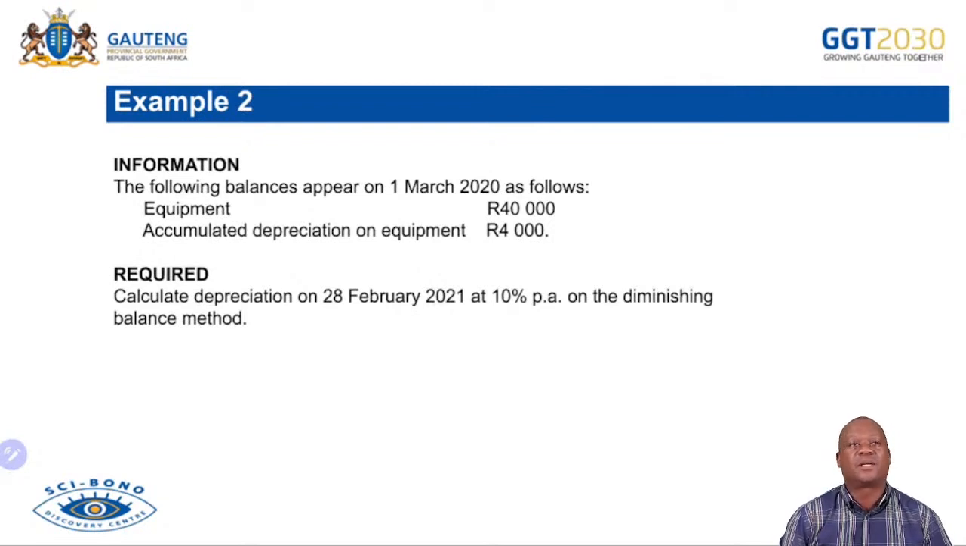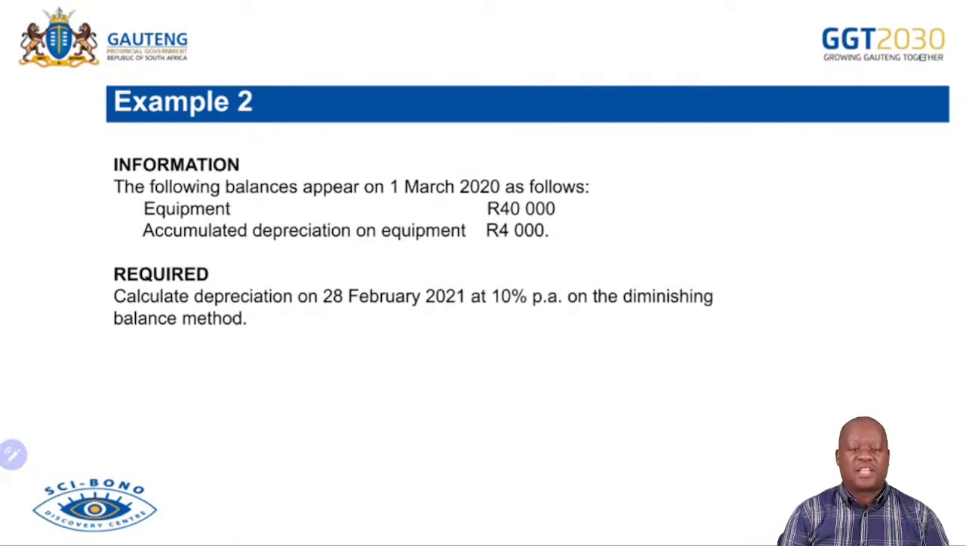Now, it says according to our information here, the information appears on 1 March 2020 as follows. Equipment, 40,000. This is the cost of equipment at the beginning of the year. Accumulated depreciation on equipment, 4,000. This is the total value lost so far at the beginning of the year. So we are required to calculate depreciation on 28 February 2021. So check the change in dates from 1 March, the start of the year, to 28 February 2021, the end of the year. So we are calculating depreciation for the whole year for the period of 12 months.